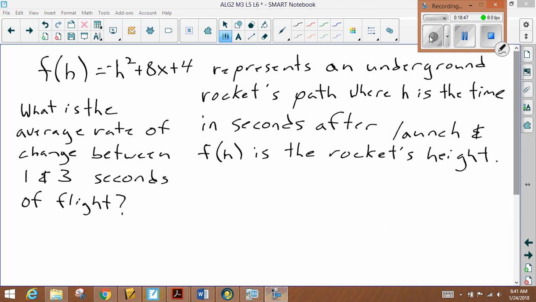So here is a classic problem. They love problems like this on standardized tests. ACT, SAT, whatever test you're taking to get into wherever. Really, it's a classic problem that you'll see on a test. I don't know why I said underground. It's not underground anymore. It's just a rocket.